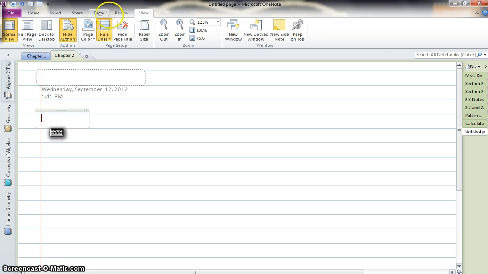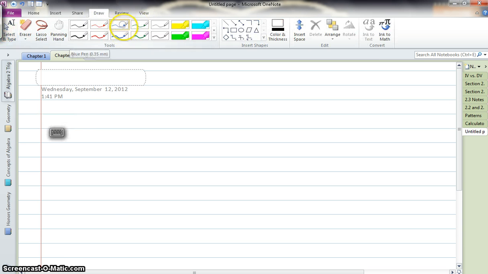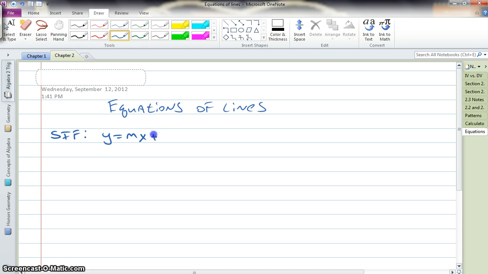So, this is video 2.4, and we have equations of lines. Tonight we're going to be dealing with 3 different equations of lines. Today we're writing equations of lines given information. We're not graphing. So we have slope-intercept form, which we know is y equals mx plus b, m being my slope and b being my y-intercept.